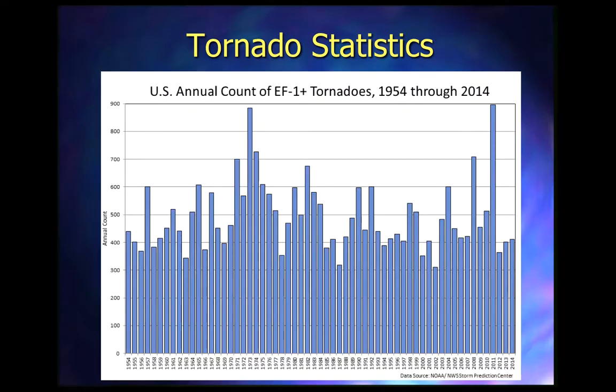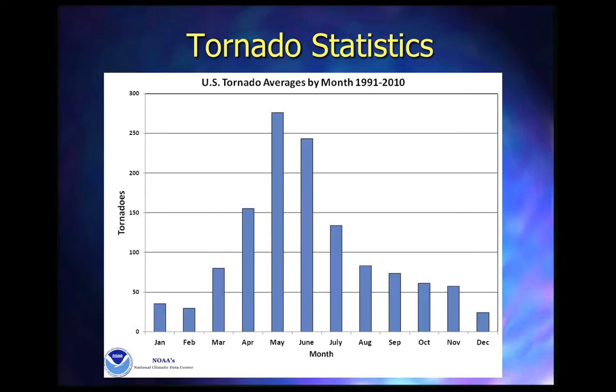And I think I have a graph there. Here you see the annual count of EF1 tornadoes. So these are the weakest tornadoes. We'll talk about the EF scale here. This is a 60-year period. You can see that the number fluctuates quite dramatically from about 350 up to of order 900. And as we know, the weaker tornadoes are the most common, so that's why you see the larger numbers here.